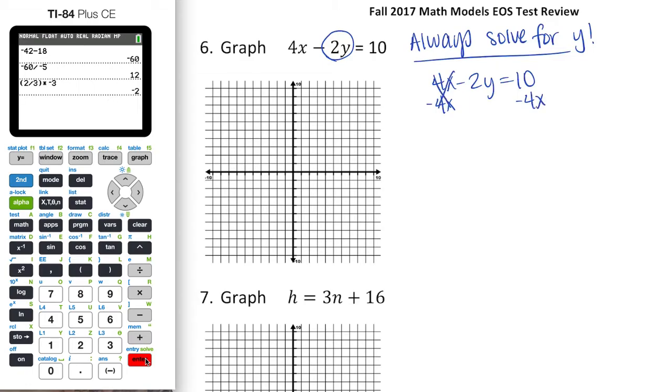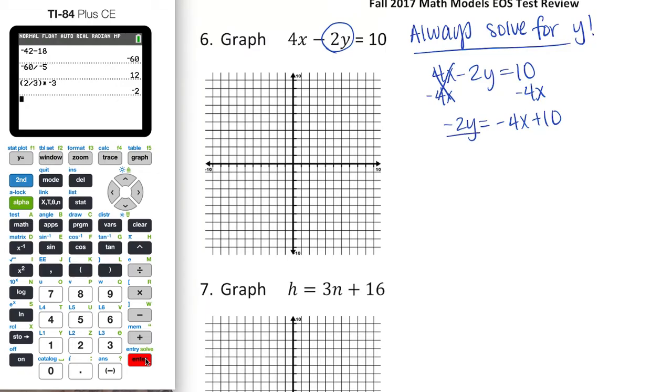So that's gone. Negative 2y equals, since 10 and 4x are not like terms, we are going to leave them as two separate terms. And we are going to divide everything through by negative 2. Y equals negative 4 divided by negative 2 is a positive 2. 10 divided by negative 2 is negative 5. So we are graphing y equals 2x minus 5.